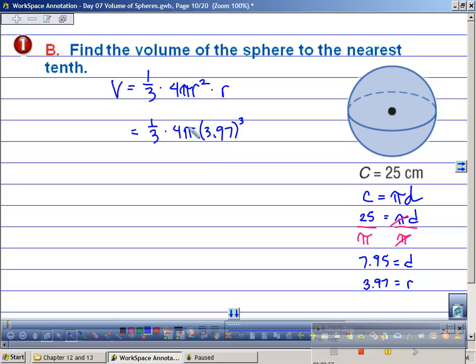Another reason I write it like this is because when I put this in a calculator, I'm going to put 3.97, cube it, multiply it by 4 pi, and divide by 3. That will give you the most accurate answer. You never have to push clear on your calculator. You could have put 25, divided by pi, divide by 2, cube it, multiply it by 4 pi, divide by 3. That will give you absolutely the most accurate answer.